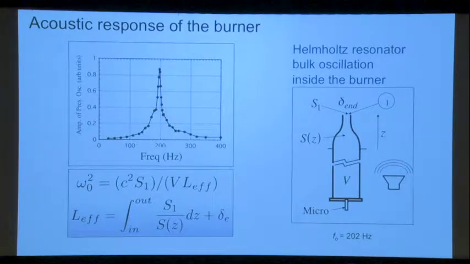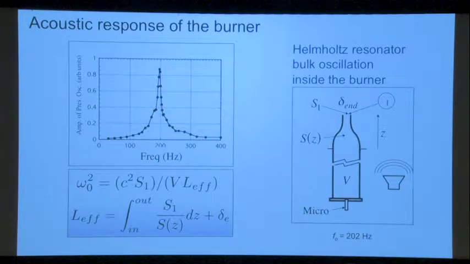Also, this system behaves like a resonator. The frequency is around 200 hertz. This is the expression of the resonance frequency of a Helmholtz resonator. L effective, which is here, is the size of this exhaust nozzle. It comes in here. This is the volume of the resonator, this is the sound speed, and S1 is a typical surface of the resonator.